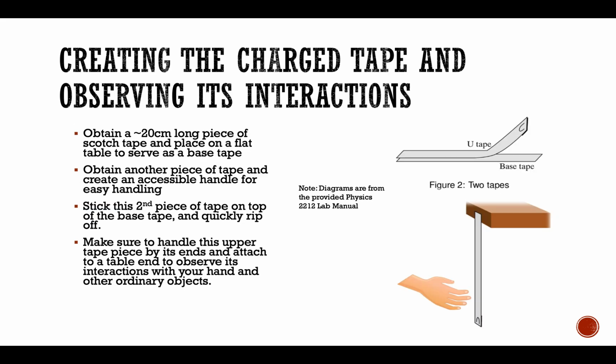To begin the experiment, a single piece of charged tape around 20 centimeters long was obtained and placed on a flat surface to serve as a base tape. Then, another piece of tape of 20 centimeters was placed on the base tape. After quickly ripping up this upper piece of tape, it was placed on a table end. The tape visibly acquired a temporary charge, as evident by its interactions with ordinary objects.